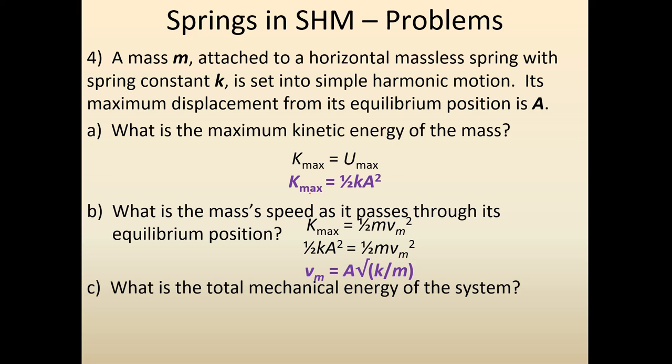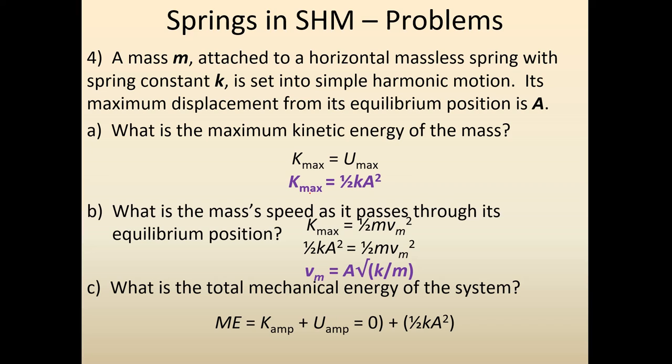So one mistake that people are going to make is that they're going to do Kmax plus Umax. And you can't do that because those two values occur at different locations. So you can't say the total energy of the system based off of energy at one point and energy at another point because they've changed values between those points.